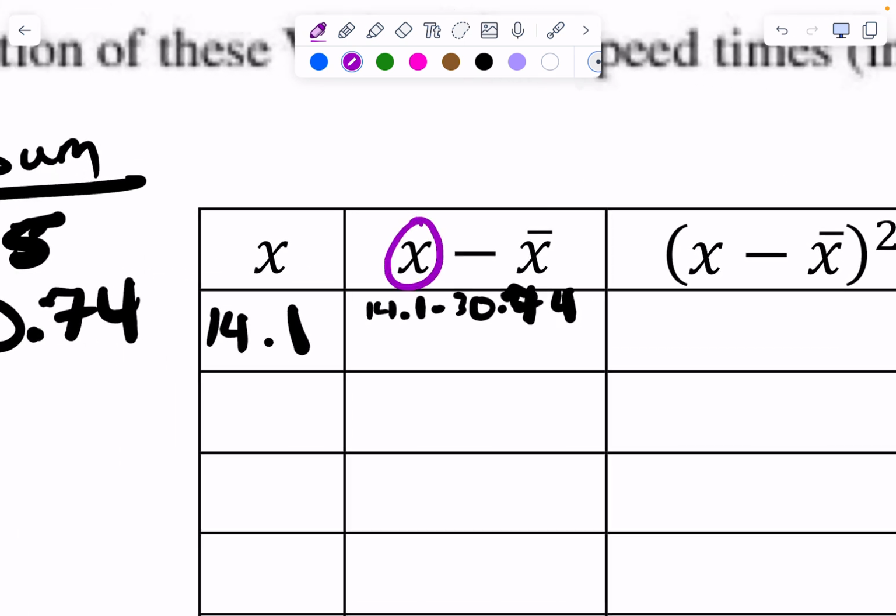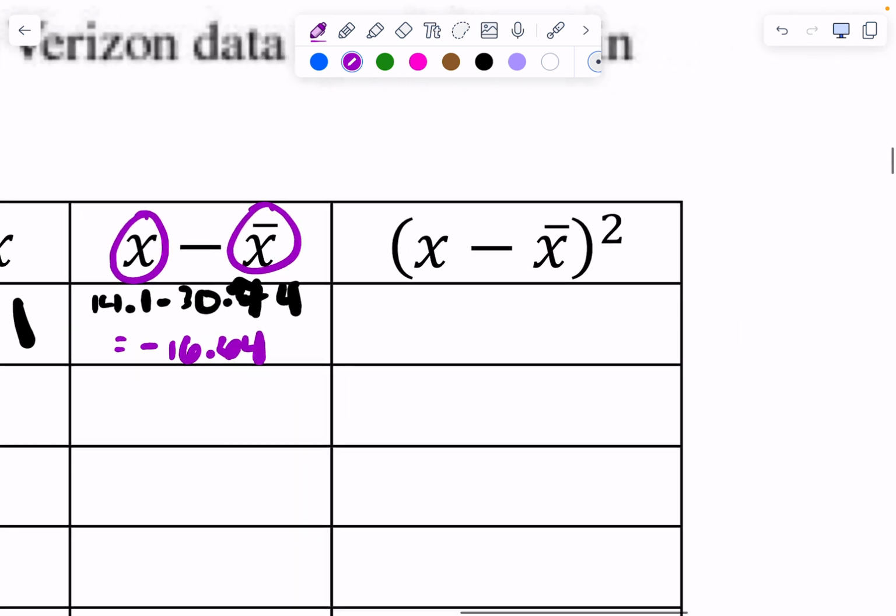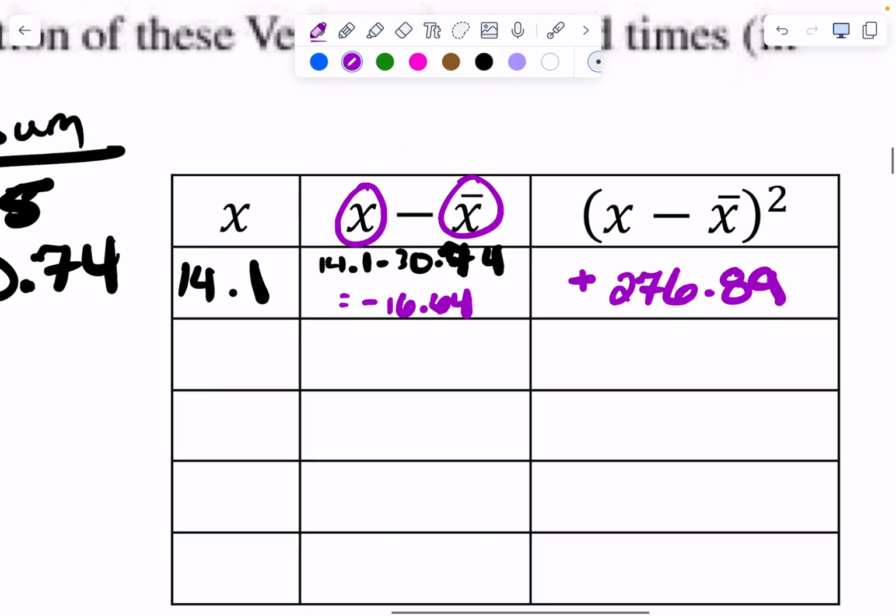I take x minus x bar. My first x is 14.1, and I'm subtracting the x bar. That gives me negative 16.64. That's what x minus x bar is. But now I have to square it, and when you square it, it will only ever be positive. That's 276.8896, we'll go 2 decimal places. Do you see what we did there? We took x minus x bar and squared it for the first number.